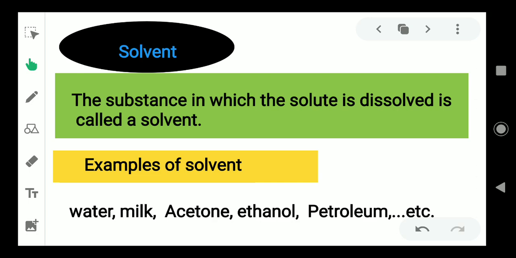Next, solvent. The substance in which the solute is dissolved is called a solvent. In the case of salt solution, which is the solvent? Water. The solute, that is, the salt, is dissolved in water. So we can say that water is the solvent. Some other examples of solvent are water, milk, acetone, ethanol, petroleum, etc. All these are examples of solvent.